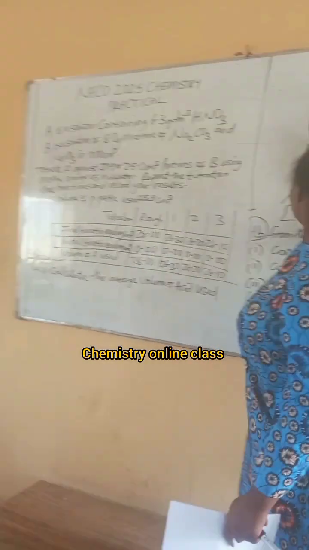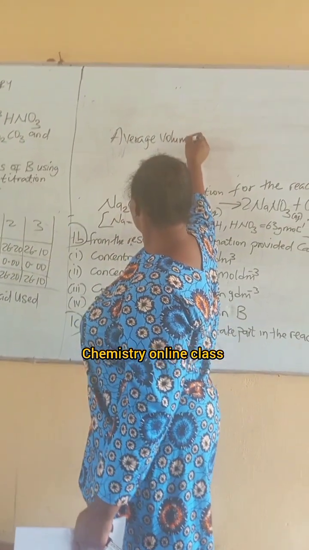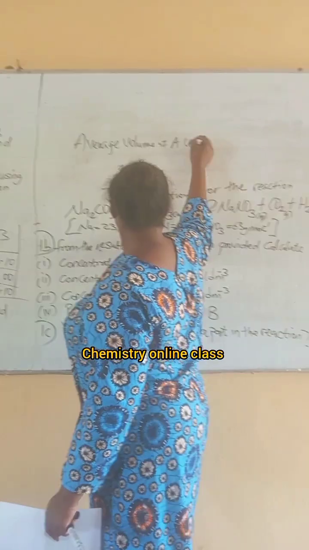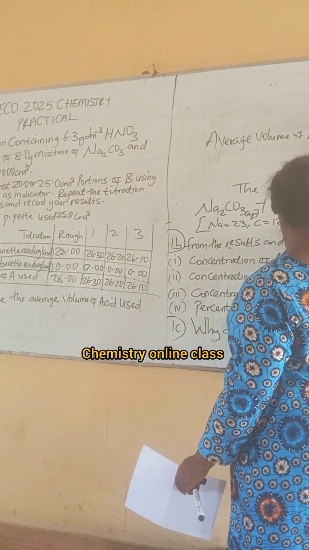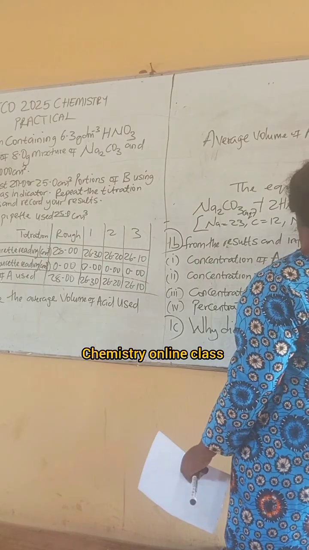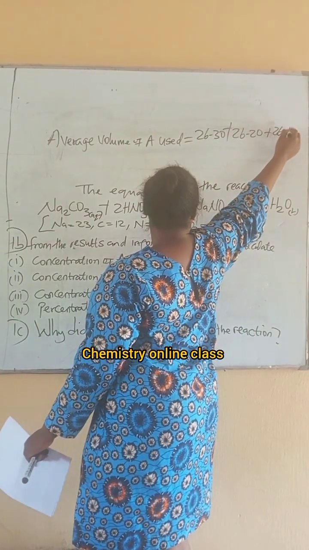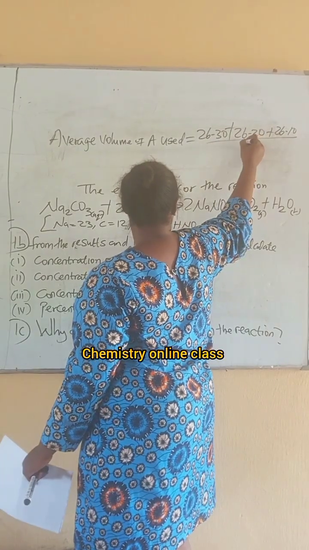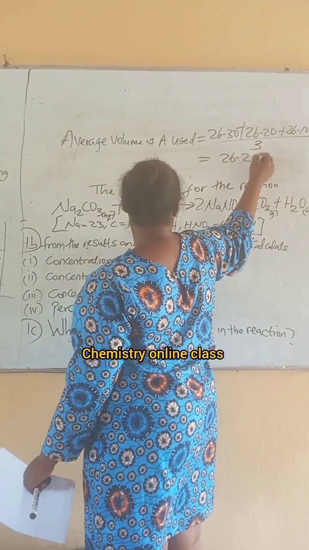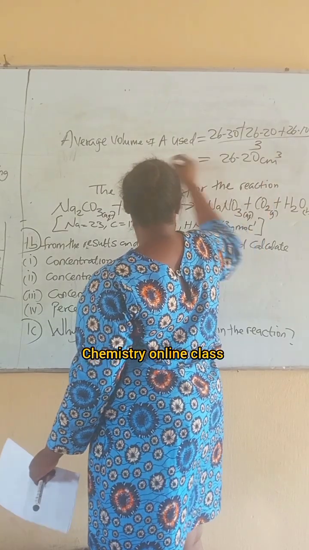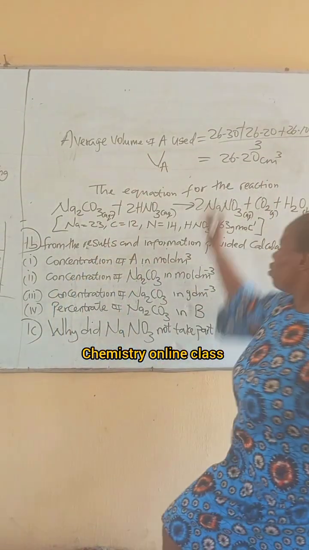Average volume of A used is equal to our first titre 26.30 plus our second titre 26.20 plus our third titre 26.10, all divided by 3. Which gives us 26.20 cm cube. So this is our VA, the average volume of A used.